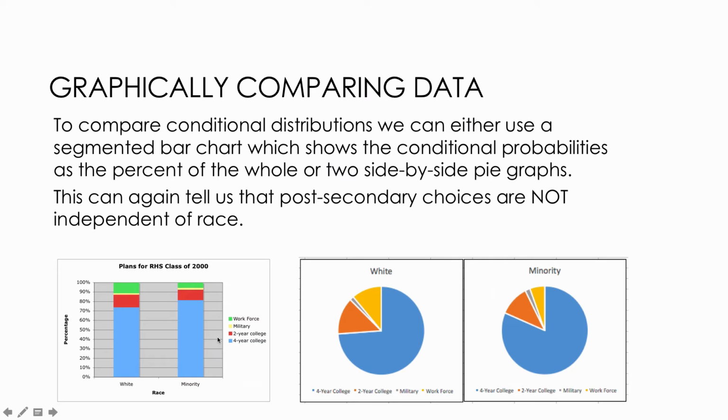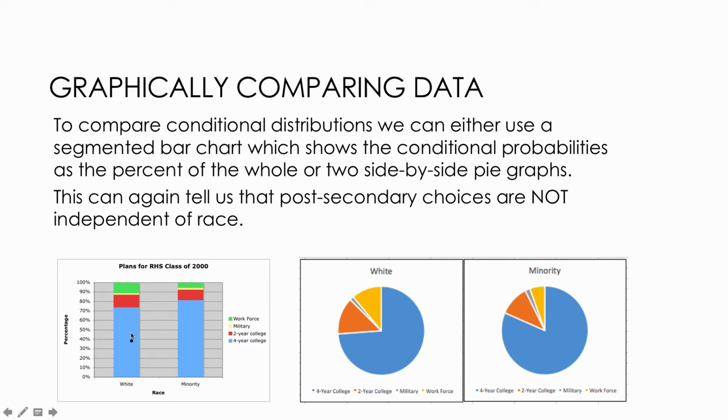Now again, you can do this graphically as well, and graphically is a really good way to just be able to look at something and make that determination. So here are two different types of ways to graphically compare contingent data. For here, I've got my white and minority students in a segmented bar chart, and segmented basically goes by percentages up to 100.